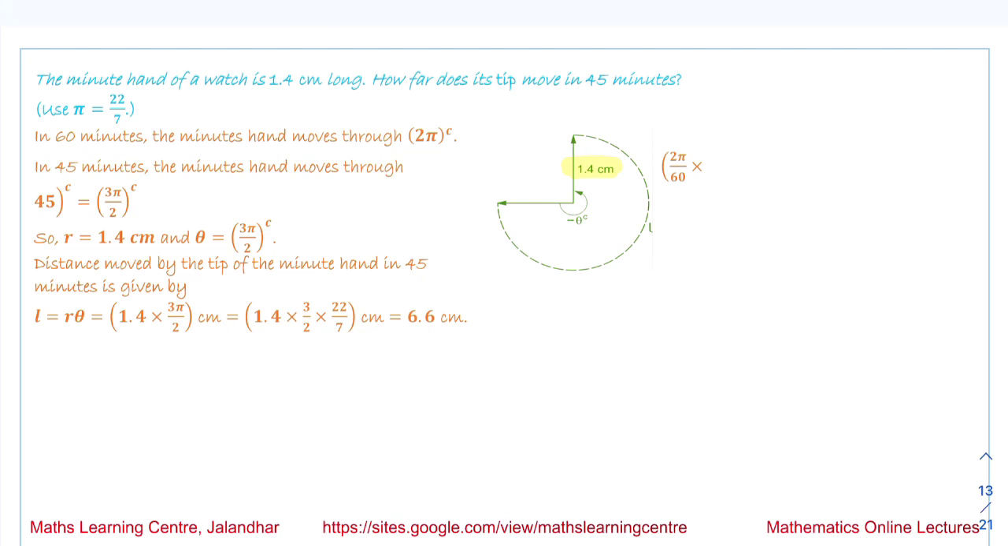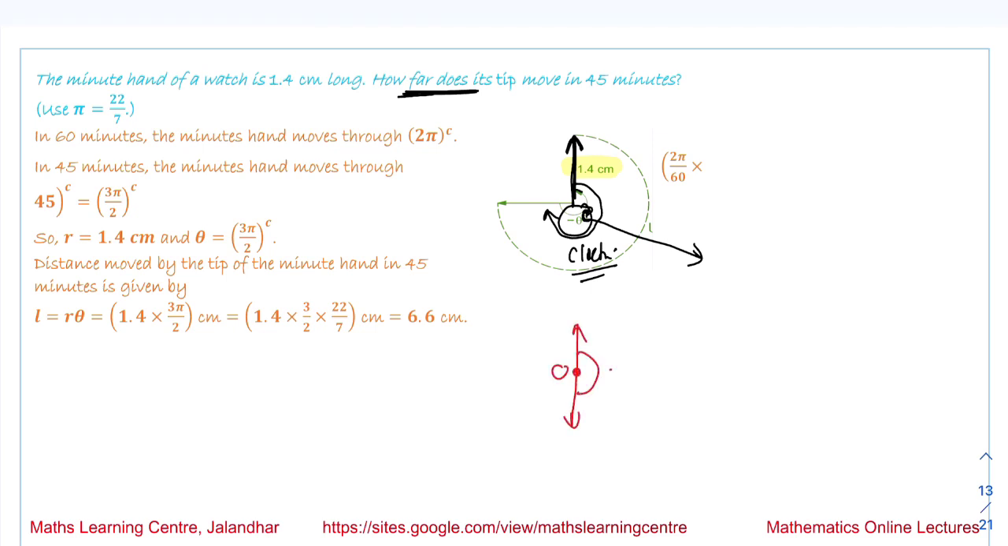Next is: the minute hand of a watch is 1.4 centimeters long. How far does its tip move in 45 minutes? Suppose it is at this point, the initial point given to us. In 45 minutes, first of all, it is rotating in the clockwise direction, so the angle measure we take is a negative angle, but we have to measure how far its tip moves. So I am talking about this angle over here.